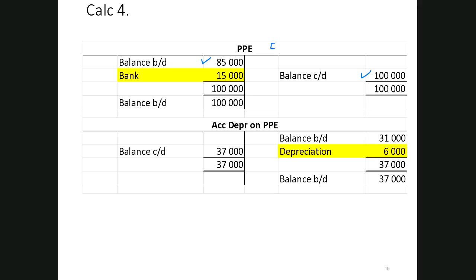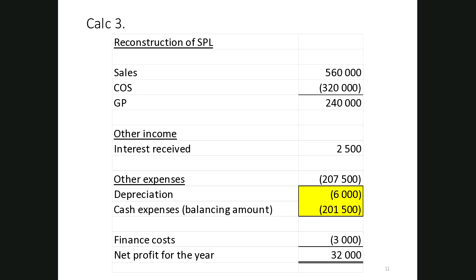And then the accumulated depreciation, they give us the opening and the closing balance. They've told us that nothing was sold during the year. So that makes life very easy, which means the difference between the opening and closing accumulated depreciation is your depreciation amount of 6,000. So if you go back to your statement of profit and loss, you now put that 6,000 in, okay?